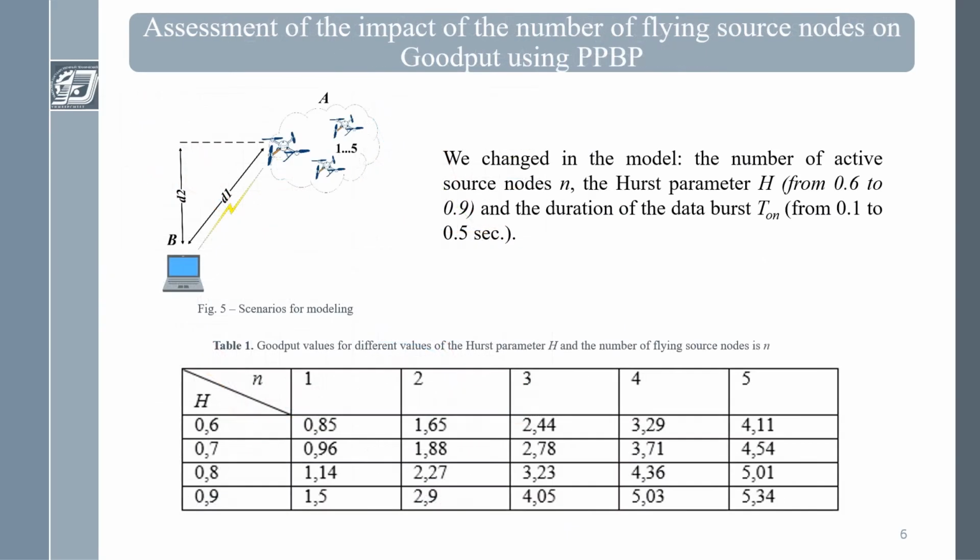Also, we assessed the influence of source node number increase on goodput. So, as it follows from Table 1, with an increase in the number of source nodes from 1 to 5, the goodput increases from 0.8 to 1.5 megabit per second, to 4, from 4 to 5 megabit per second for different values of the Hurst parameter in the considered scenario.